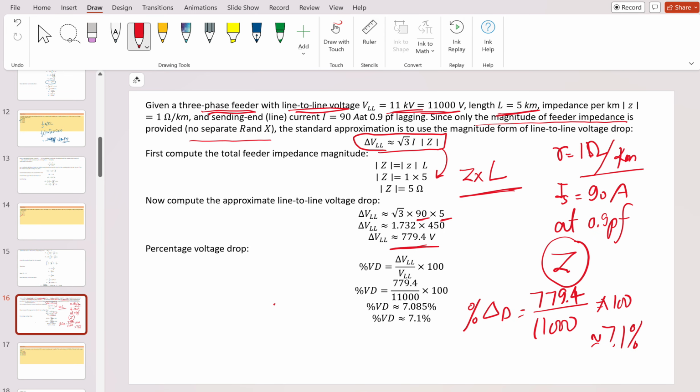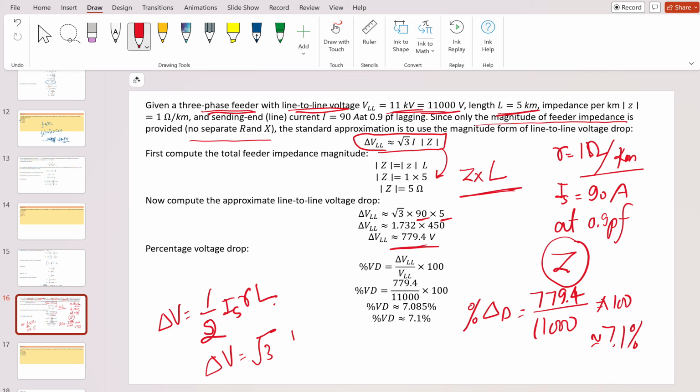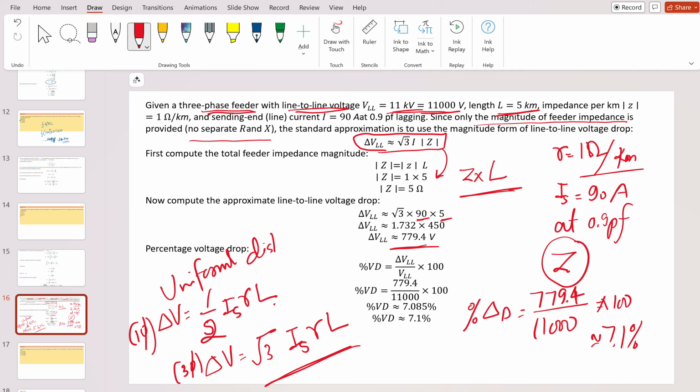Okay, you just have to remember that when a single phase line is there, the voltage drop will be 1 by 2 multiplied by IS multiplied by R multiplied by L. But when it is a three phase line, it is root 3 multiplied by IS multiplied by R multiplied by L. So this is for the three phase, and this is for the single phase feeder. In case of uniformly distributed feeder.